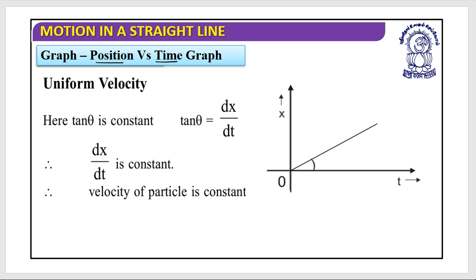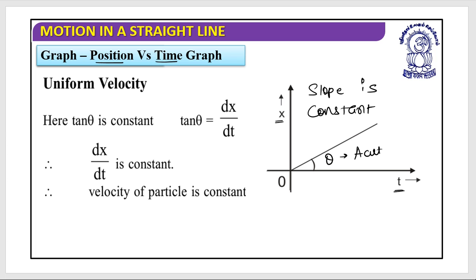Let's look at the next. It's again a position versus time graph. This is position, this is time, and let's say this is theta. Now tell me, is this theta changing or is it fixed? Yes, you are right, the slope is constant. Positive or negative? Yes, theta is acute.